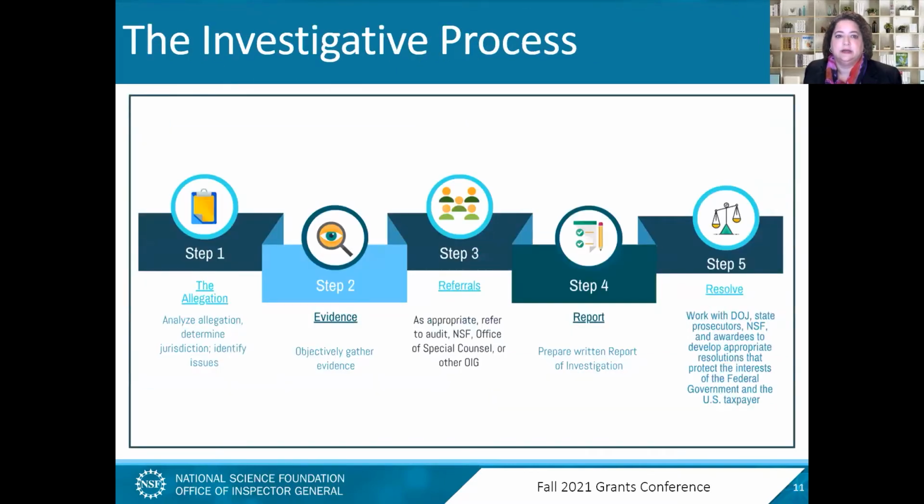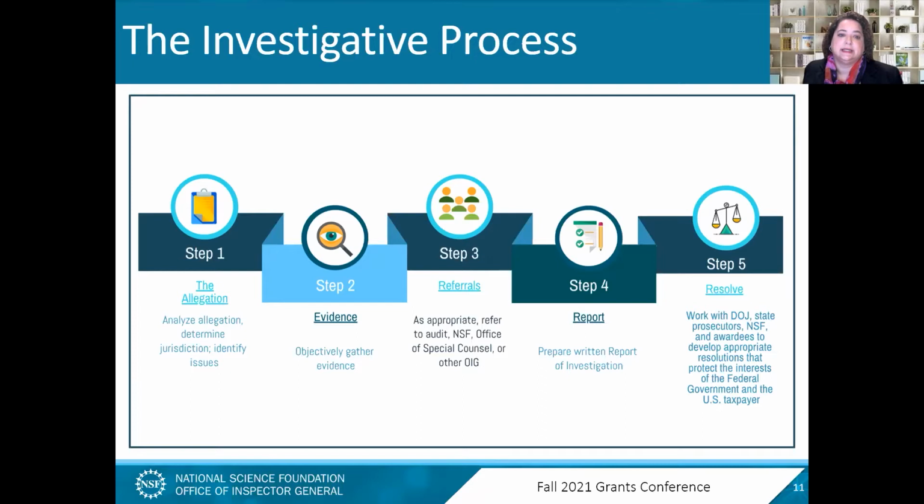This slide has the general steps that are part of the investigative process. We don't do every step in every investigation, but this should give you a flavor for what we do. Our cases generally start with intake, and an investigative assistant reviews the allegation and does some preliminary work to identify whether or not this is an NSF issue. Just to note, occasionally we get allegations that actually involve awards from other agencies. We will forward those to the appropriate people at the other agency.